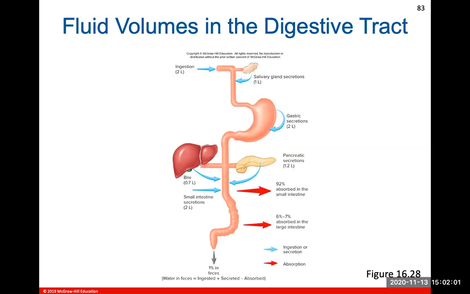So here's a look at fluid volumes in the digestive tract. If you ingest 2 liters, your salivary gland will secrete 1 liter. Gastric secretions is 2 liters. Pancreatic secretions, bile, small intestine secretions. But with all of that, 92% will be absorbed back into the body in the small intestine. Some will be absorbed in the large intestine, and then about 1% will actually be eliminated as feces.